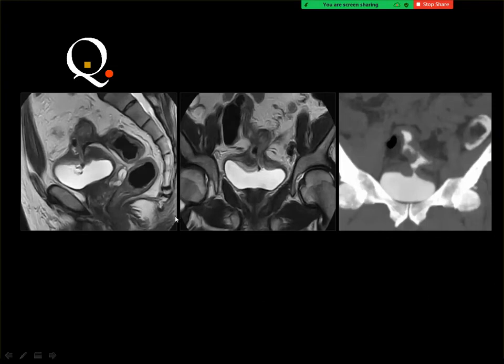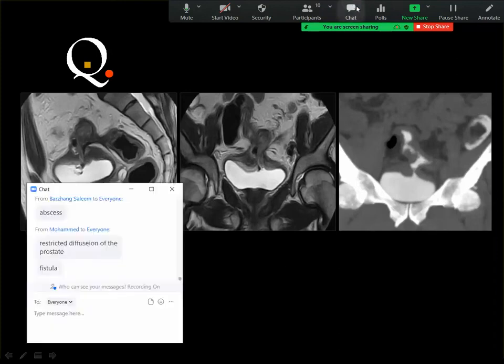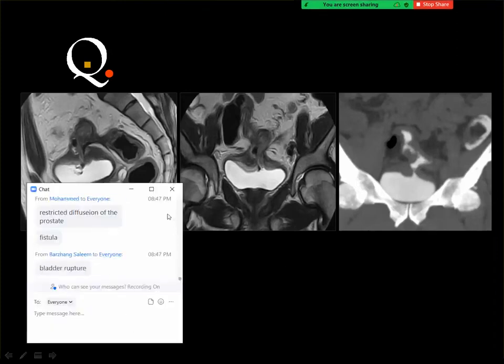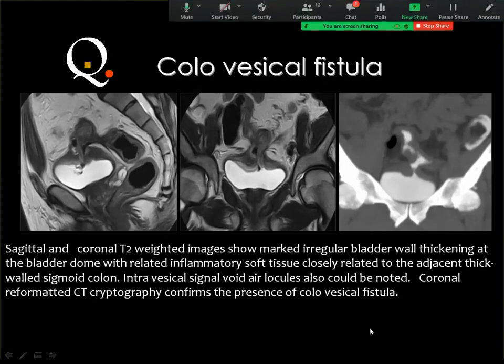These are images from the pelvis, CT coronal reconstruction after injection of contrast inside the urinary bladder. And this is sagittal and the coronal T2 weighted images of the pelvis. Yes, and this is fistula, not a bladder rupture, but there is direct communication between the urinary bladder and the colon. And when we injected contrast material, it goes through the fistula tract into the adjacent part of the sigmoid colon, and this is colovesical fistula.